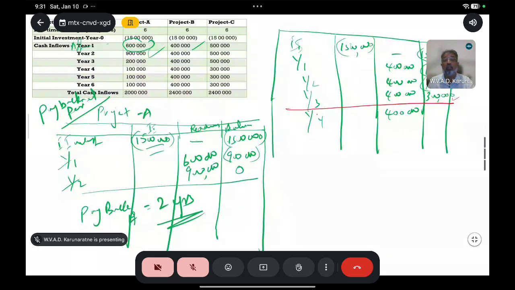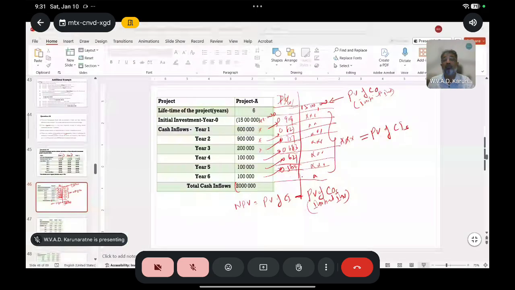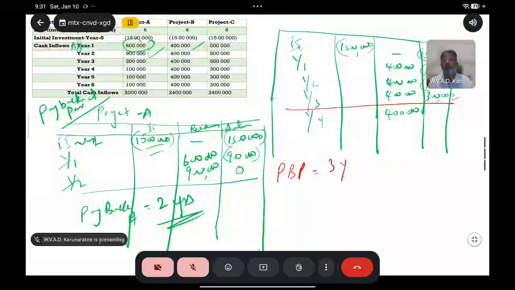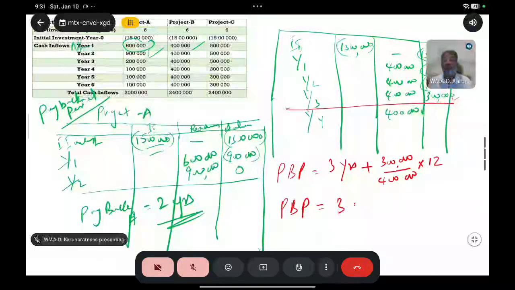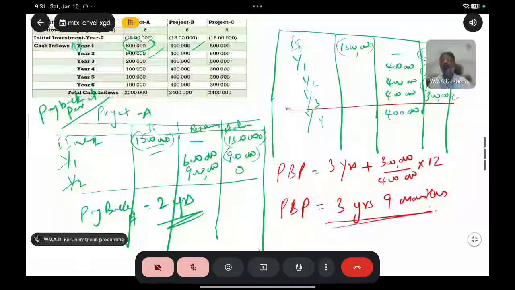Then the payback period is 3 years plus, then we have to recover 300,000 from 400,000 of next year's cash flows. Multiply this by 12 in order to convert it into months. So what is the answer? 3 years and 9 months.